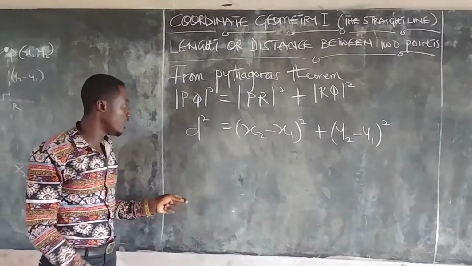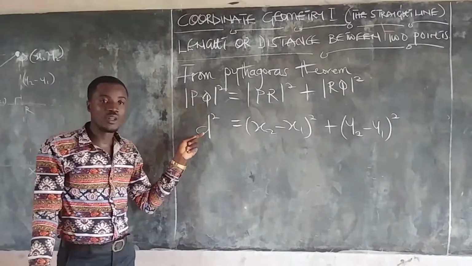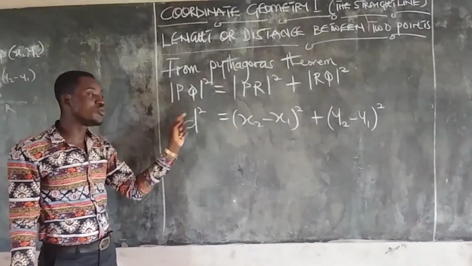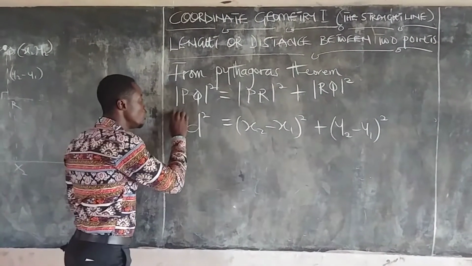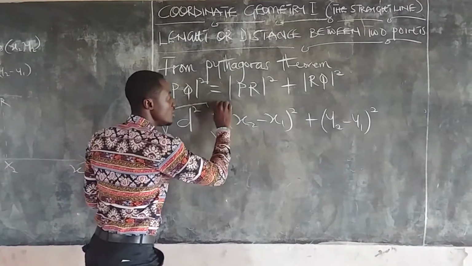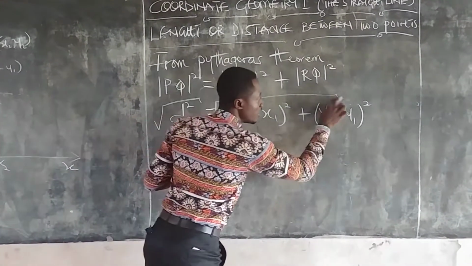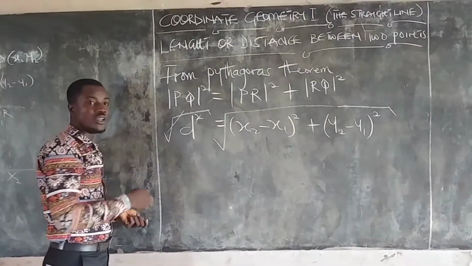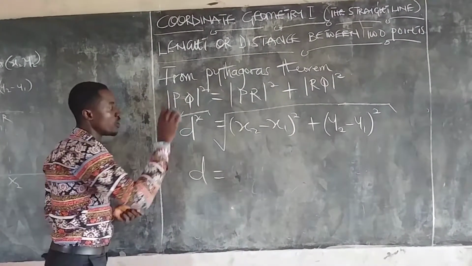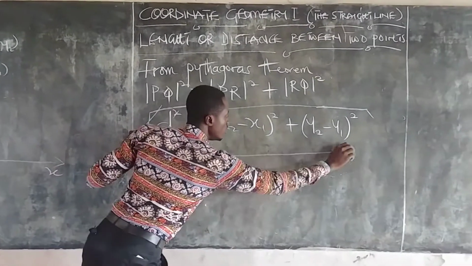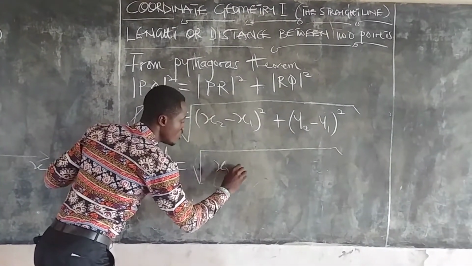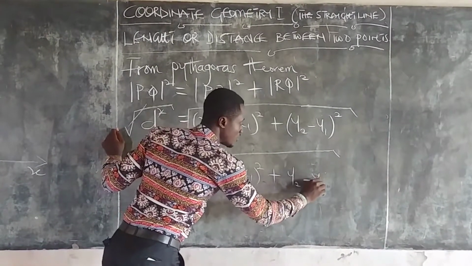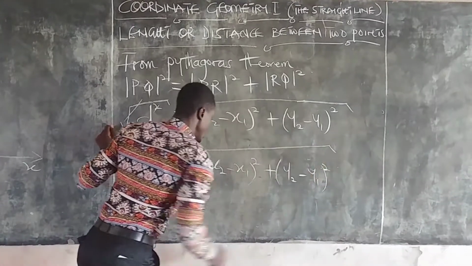Look at something here. We want D, but we don't want the square. So what should we do with the square? You take the square root. So you root both sides, the positive square root. Now the square root will do away with the square, giving us D alone is equal to the root of X2 minus X1 squared plus Y2 minus Y1 squared.